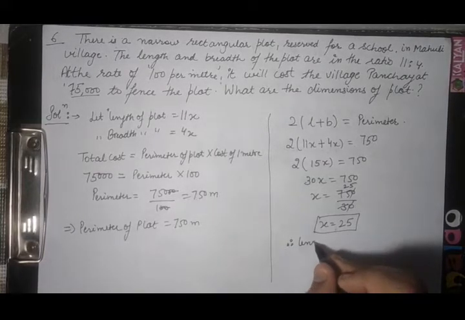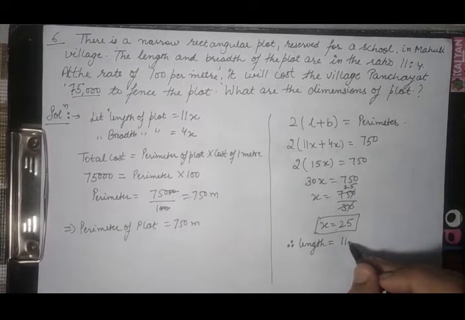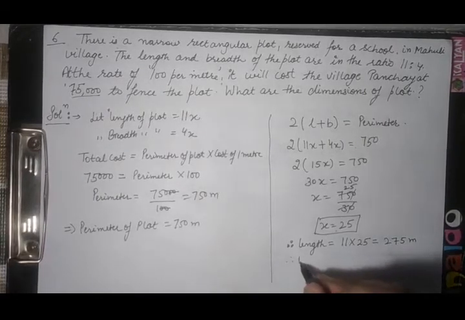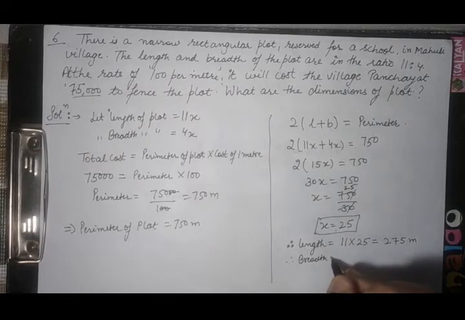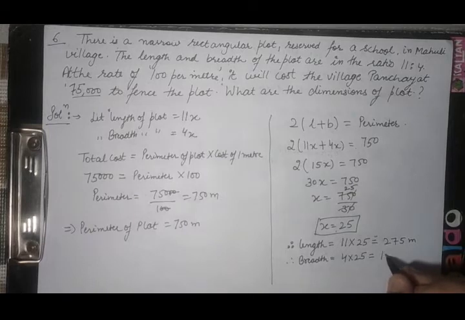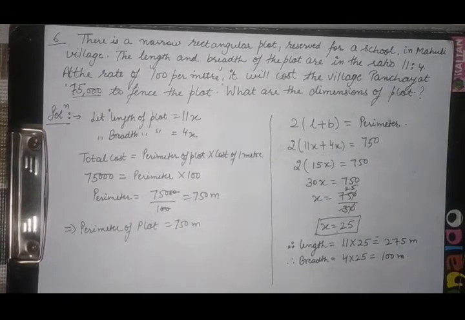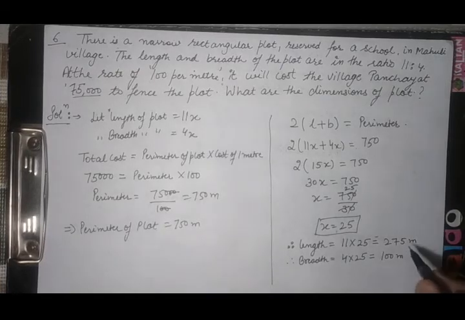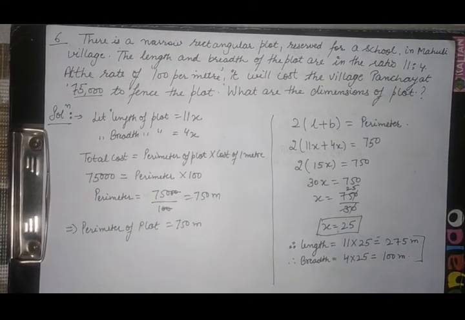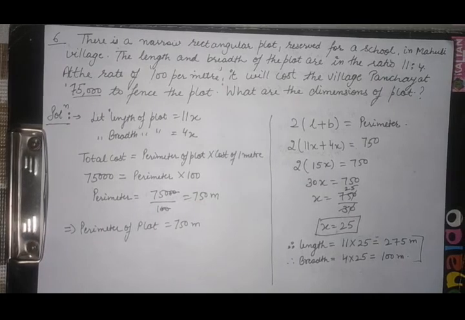Therefore length is 11 into x, 11 into 25. This is equal to 275 meter. And therefore breadth, which is equal to 4x, so 4 into 25, 100 meter. So length and breadth are 275 and 100 meter respectively. If you want to check the answer, you can calculate the perimeter using length and breadth, that is 275 and 100. So the answer will be 750 meters.